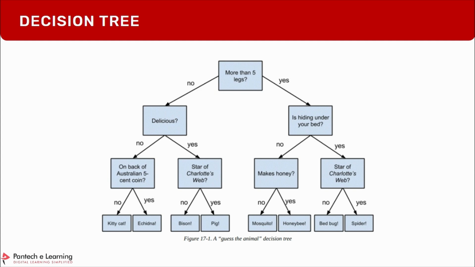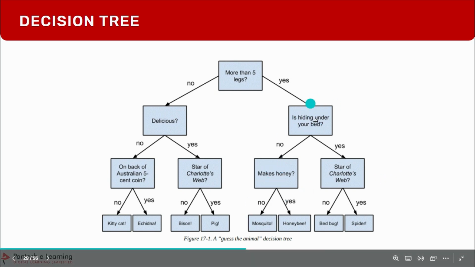Because for more than 5 legs, no means you can go towards that side or yes means you can come towards this side. We'll go with yes. Okay, it is having more than 5 legs. So it is hiding under your bed. Okay, so if it's no, then you go with making honey. Okay, so if it's no, then it's a mosquito. Okay, you can see mosquito doesn't make honey, it can hide under your bed.